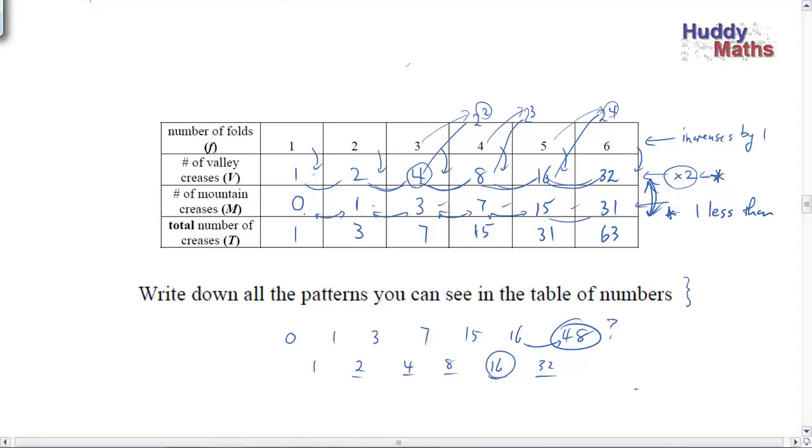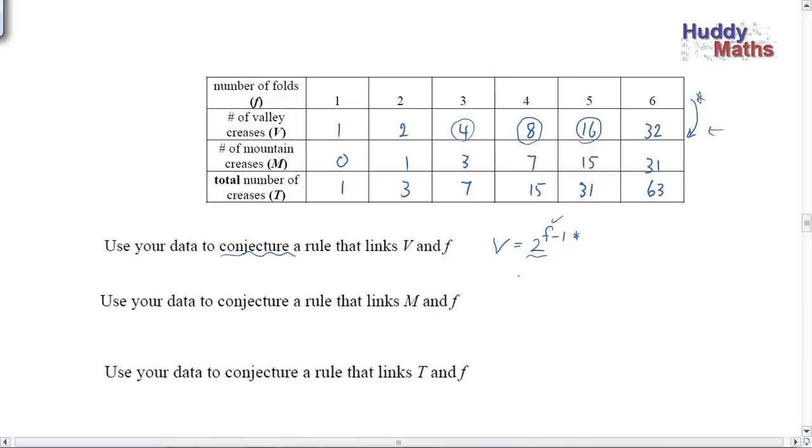Naught is one less than 1. 1 is one less than 2. 3 is one less than 4. 7 is one less than 8. 15 is one less than 16. 31 is one less than 32. So it's a one less than pattern going that way. So we could use that. Okay, so let's put that down here. It's much easier to write it that way. So here we could say this formula, M, is V take 1.